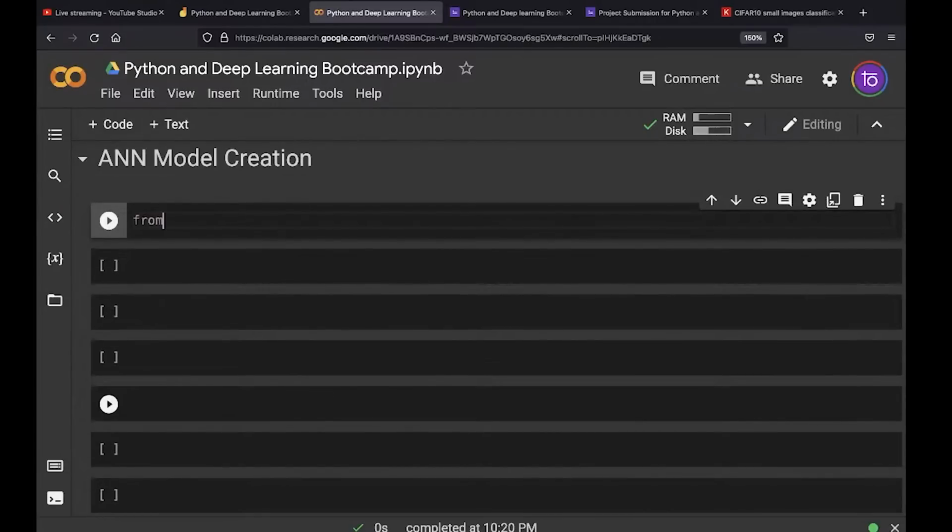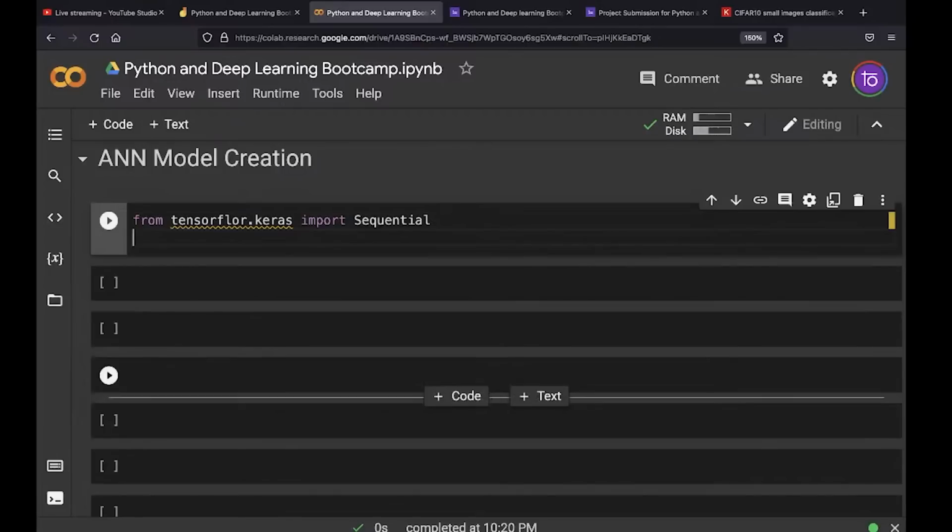For that, I need to have some stuff. So I'm going to use TensorFlow. And in this TensorFlow, I'm going to use Keras and I'm going to import Sequential. Okay, this Sequential is going to help me create the layers. Oh, this is not flow, this is TensorFlow. Okay.